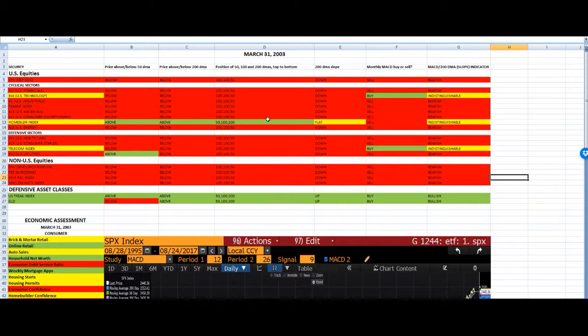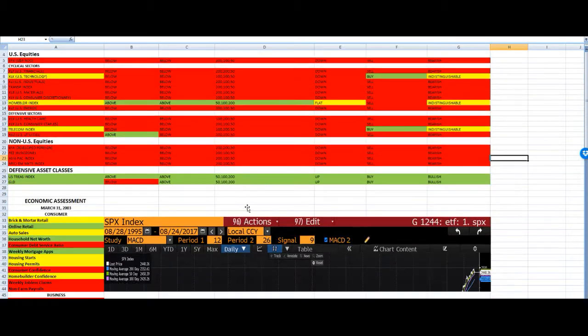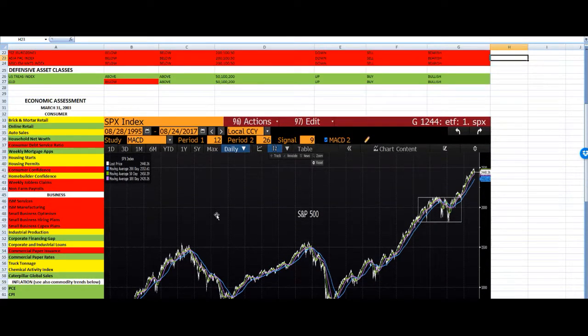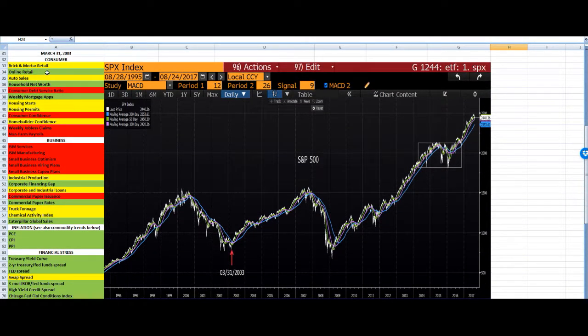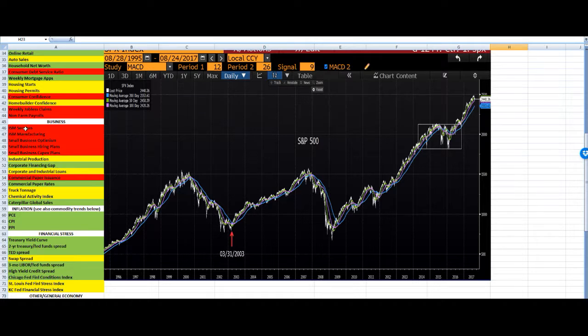How about March of 2003, when the market actually finally bottomed, March 31st? So here we have an exceedingly ugly technical picture because prices, of course, are just getting blown out below. But take a look over here to the left, the economic assessment, the consumer is beginning to look better. The colors, the charts are beginning to brighten up. Business sentiment, not so good. This is the purchasing managers indexes for large services and manufacturing companies, and small businesses were still profoundly pessimistic. However, industrial production was picking up. Corporate financing gap, that would be earnings relative to non-residential investment, was looking good. Corporate and industrial loans were beginning to pick up.